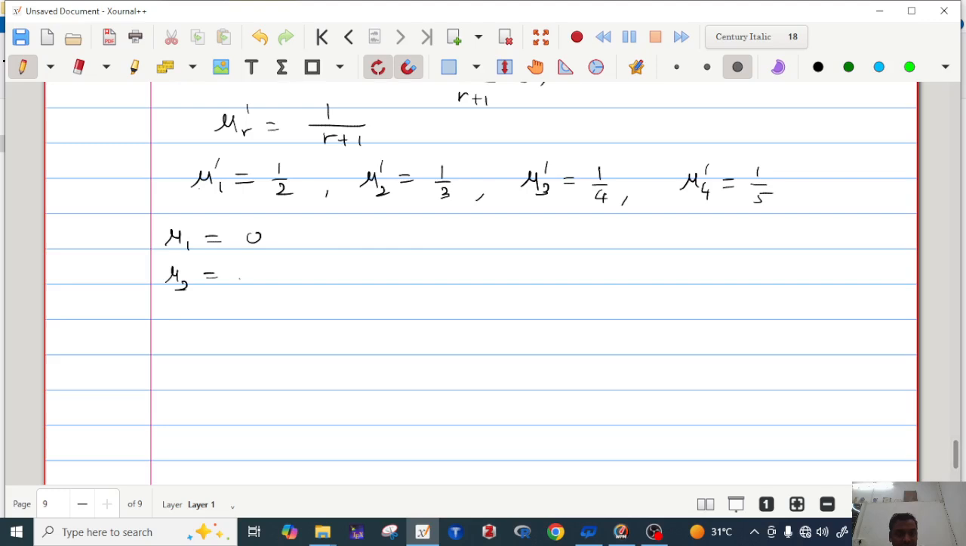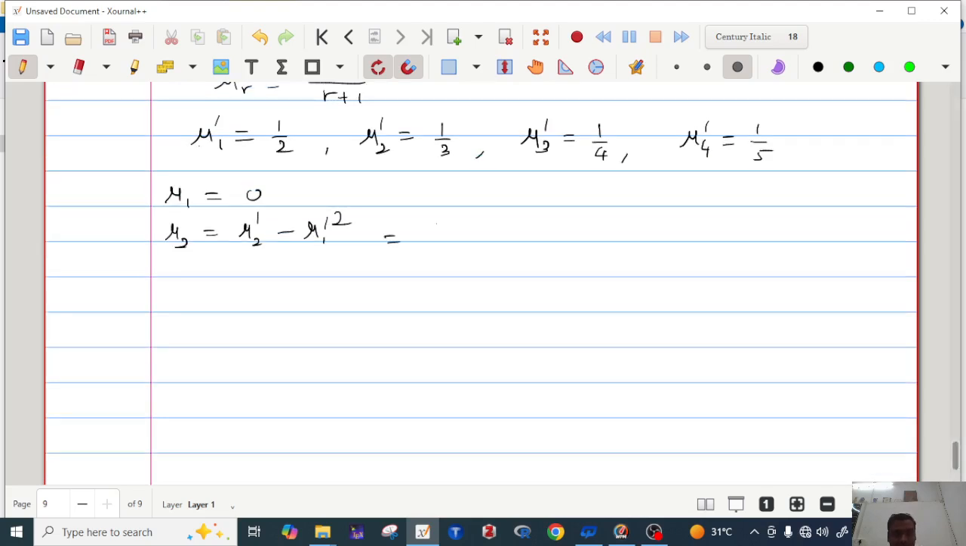mu1 is 0, mu2 is mu2 dash minus mu1 dash square, which is 1 by 3 minus mu1 dash square is 1 by 4. So 4 minus 3 is 1.